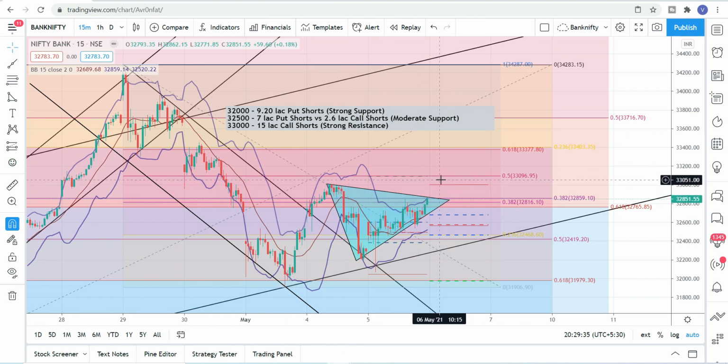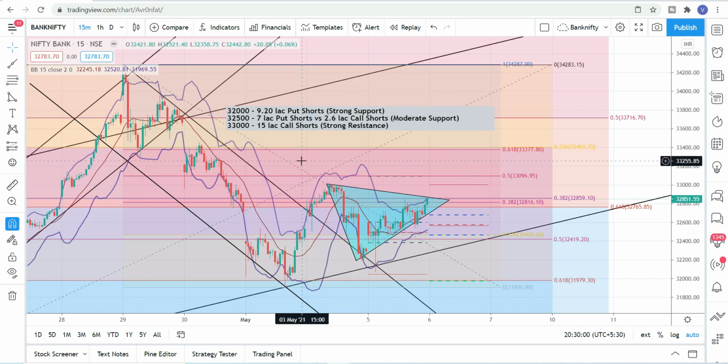So 33,000 and 32,000 are sort of a range that has been created for tomorrow, which are quite strong support and quite strong resistance, while 32,500 is going to act again as a moderate support. Here, as I said, we should not be entering into shorts right now. You should let it breach further or let it fall further, create some cushion and then enter into it.